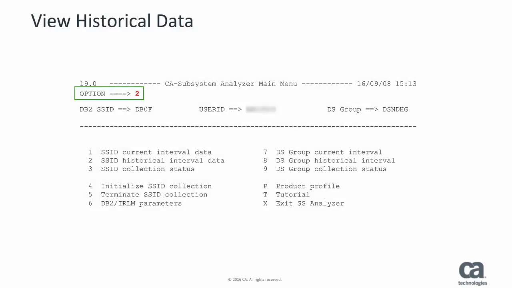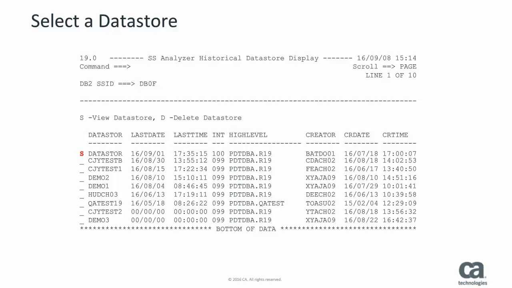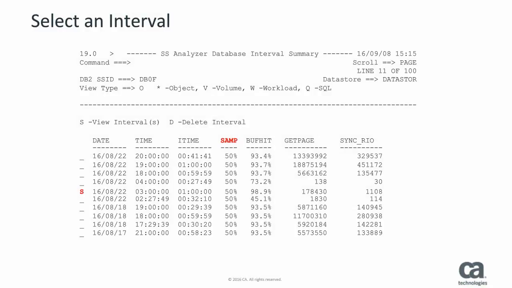Type 2 at the option prompt in the main menu and press Enter to view the list of historical data stores. The historical data store display lists the data stores that contain data collected on subsystem DB0F. Type S in the line command field for a data store and press Enter to view intervals for that data store. The collection intervals are listed in the database interval summary. Notice that the SAMP column shows the 50% sampling rate that was used. Next, we'll view the database activity for one interval.